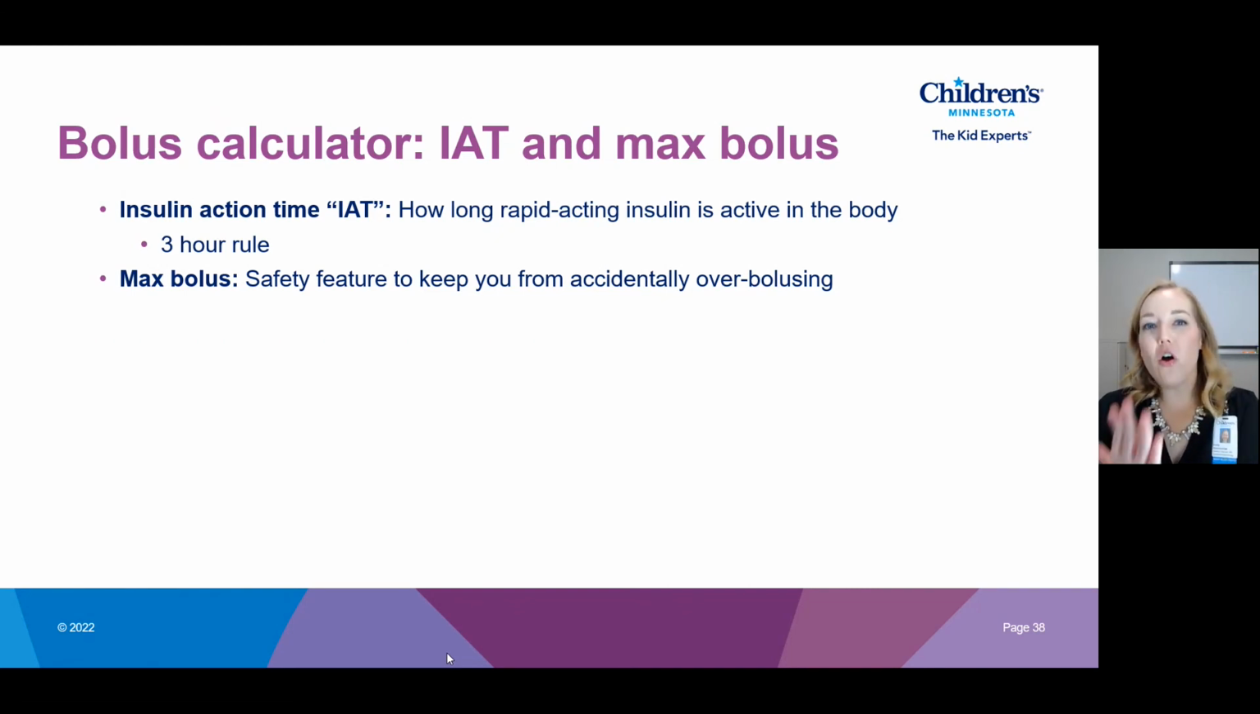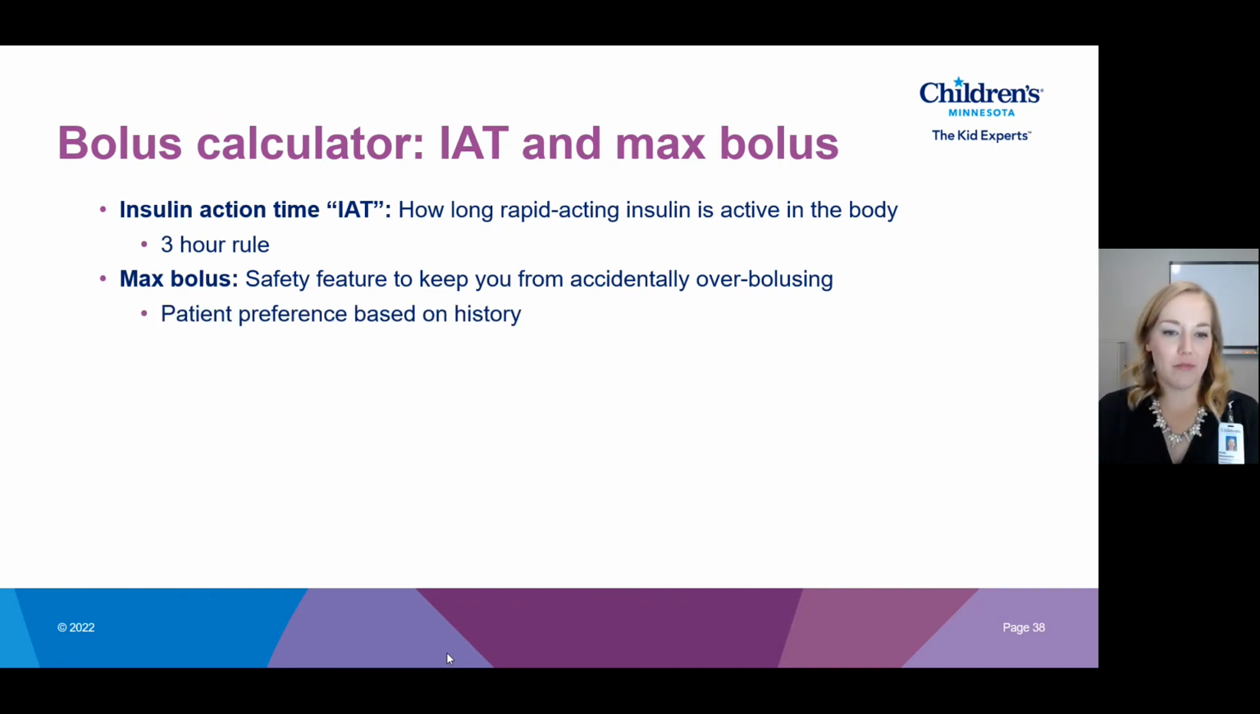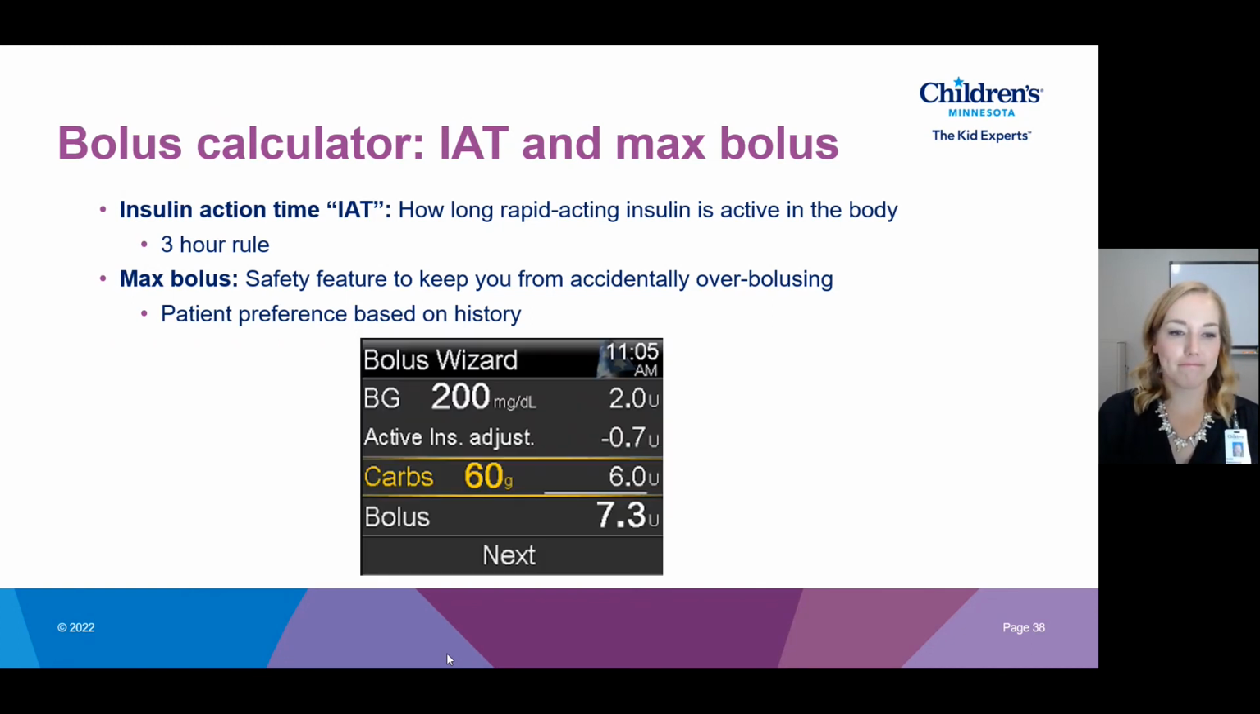Now let's pull all 6 of those factors together. And oops, sorry, that is based on your patient preference and based on your history. So when you're setting up your pump, you'll say, what's the most insulin I've ever given at one time? 16 units. You might program it in your pump as 20 units. Okay, now let's pull them all together.